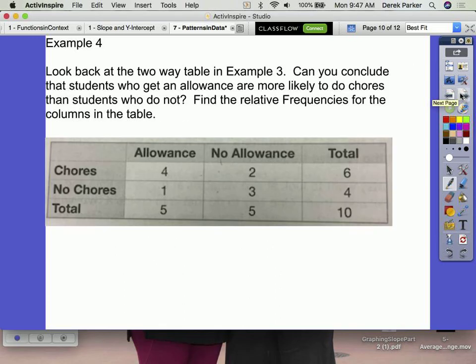Okay? Now looking back at the two-way table in example 3, I can conclude that the students who got an allowance are more likely to do chores than students who do not. Find the relative frequencies. Now as you can tell, people that did chores, there were 4 that got an allowance, 2 that did not. No chores, 1 and 3. And then the frequency was 5, 5, 6, 4. And both of those added up to be 10.